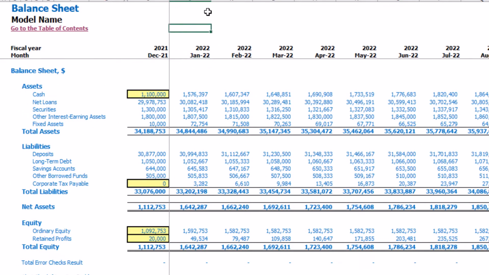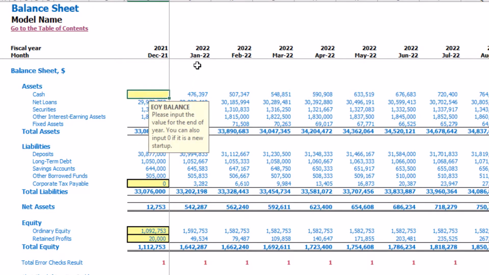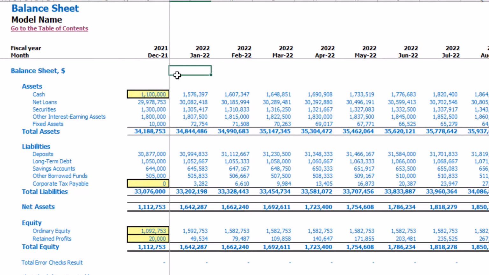The third statement is a balance sheet, so you may see the assets, liabilities and equity in the monthly format. And additionally, you can input your starting values for the cash, for the corporate tax payable, for the ordinary equity and for the retained profits. If you don't have any starting values, you can just zero out the cells and it will work as a startup, starting from the 0.